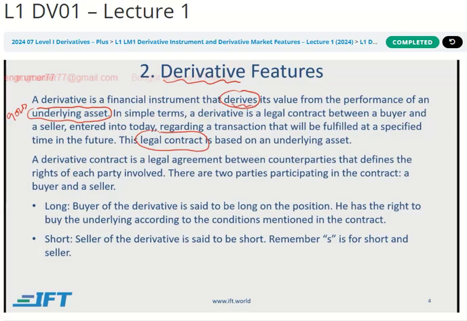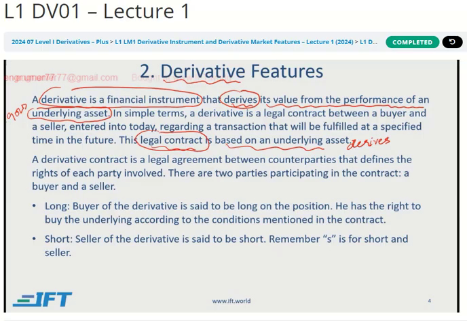Hence, it derives its value from the underlying asset, which is the ounce of gold. Hence, this legal contract is what we call a derivative. So a derivative is a financial instrument which is actually a legal contract, which is based on an underlying asset, and it derives its value from this underlying asset, and this is what is a derivative contract.